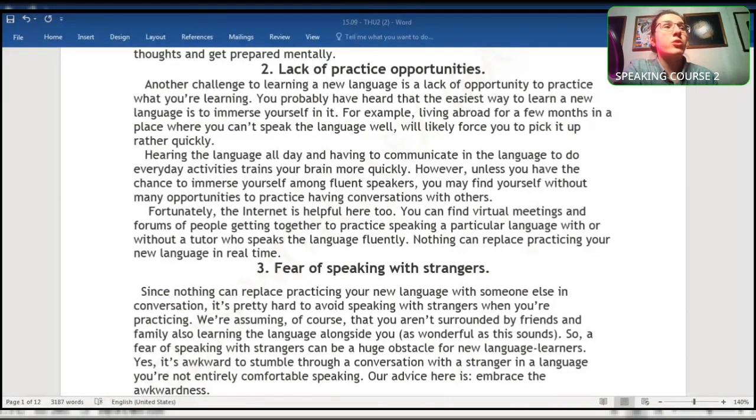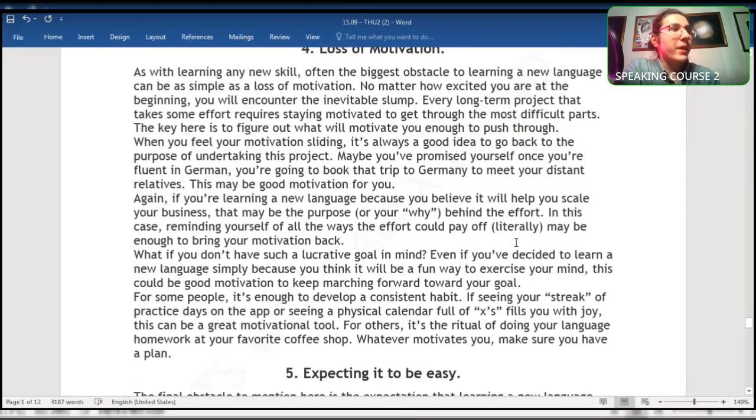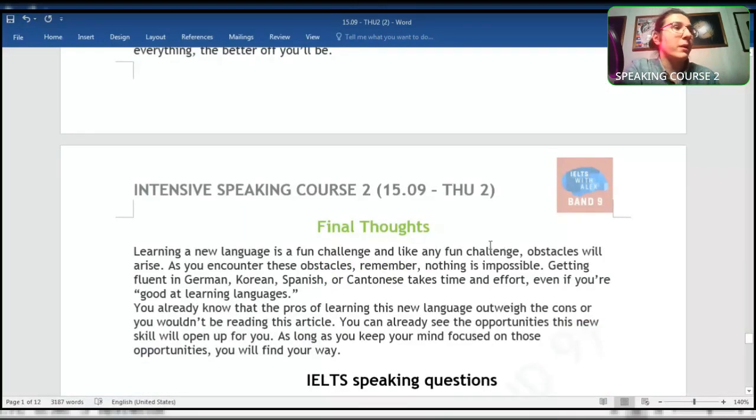If you're afraid of speaking with strangers, that can also be a very big problem. Because usually if you're learning a language, you're going to be learning it to speak to new people. And if you're afraid of speaking to new people, that can be an obstacle. Keep that in mind. Loss of motivation and expecting it to be easy. Keep it in mind, learning a language is never going to be easy. You probably know that already.